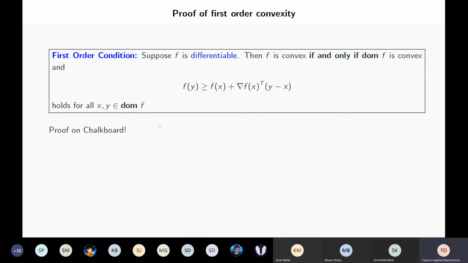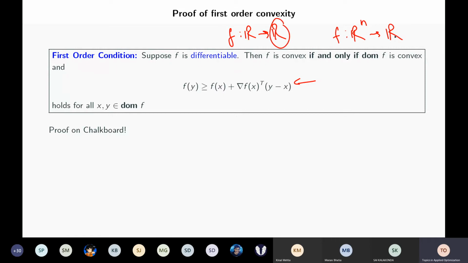So this is the first order condition, and we have not proved this yet. We have taken this for granted. So let us go ahead and quickly try to prove this first order convexity. In the proof, we will start with a 1D case, and this 1D case we will extend to higher dimensions. When I say 1D case, I assume that the function is from R to R. And when I say higher dimensional cases, I take R^n to R.